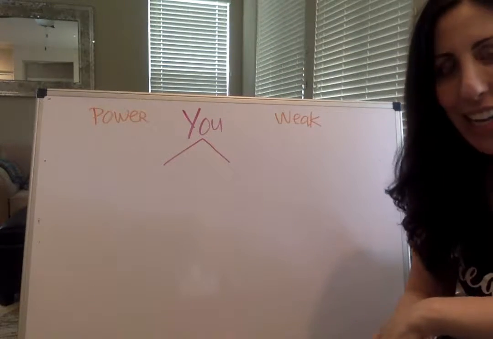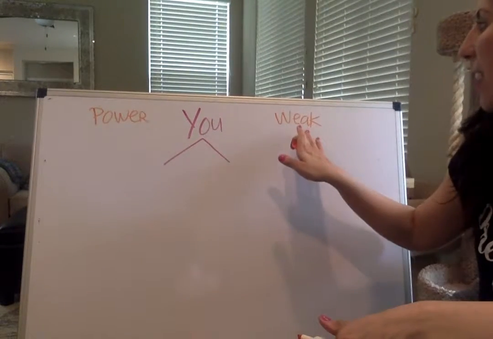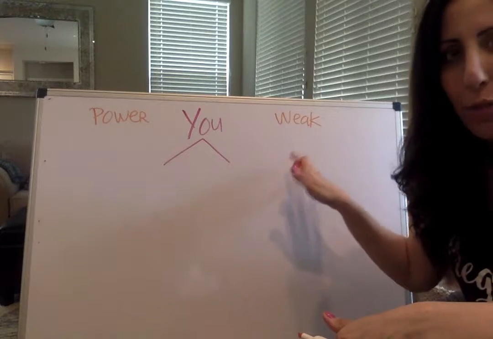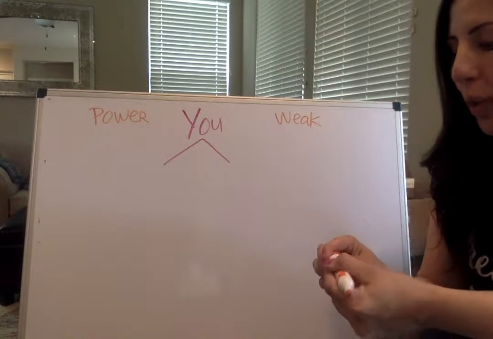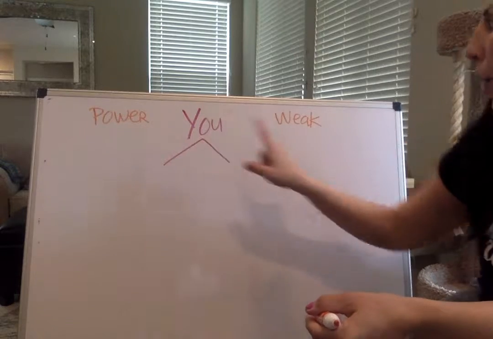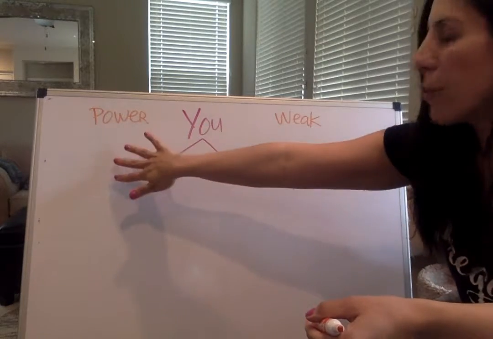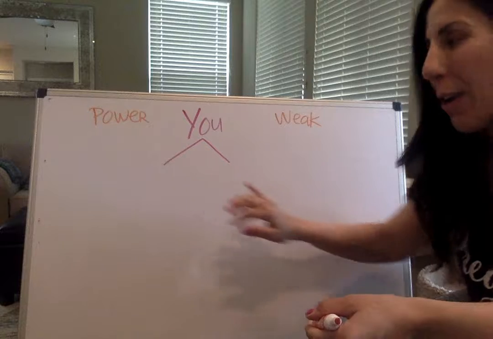Your weak leg is the leg that is only going to have volume from your own coaches. So when you start, this is you, and you've got a power and a weak, and you've got some coaches here from your upline, but we're not going to put them on here.